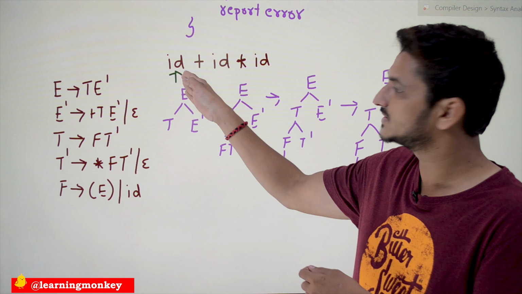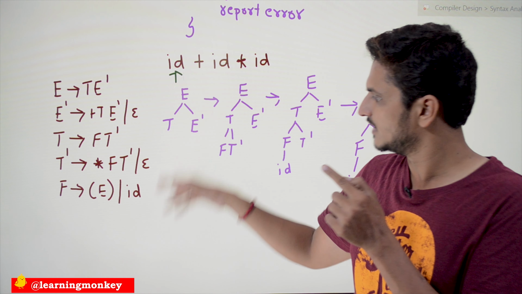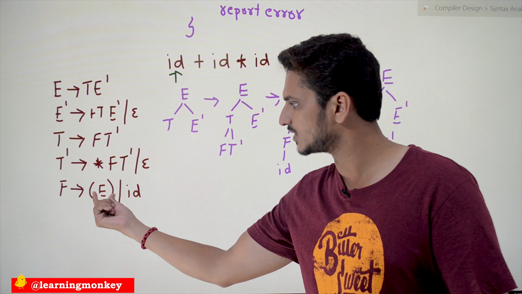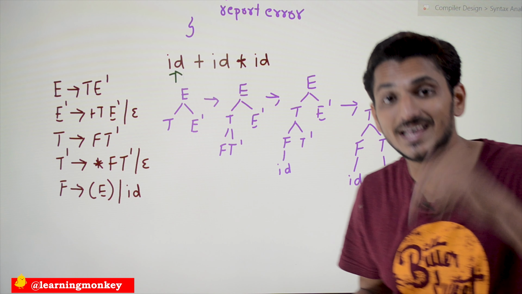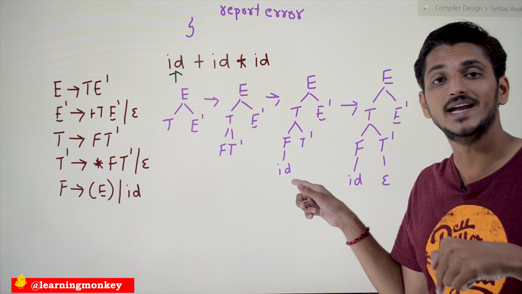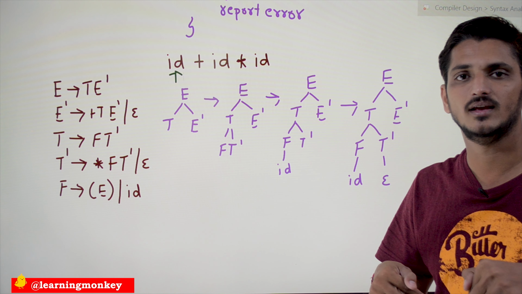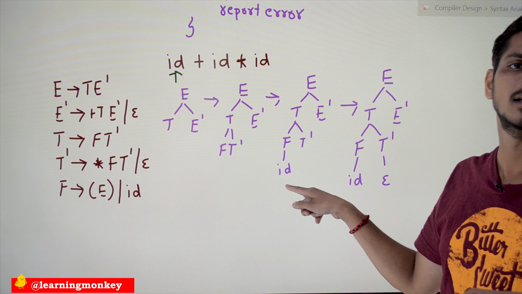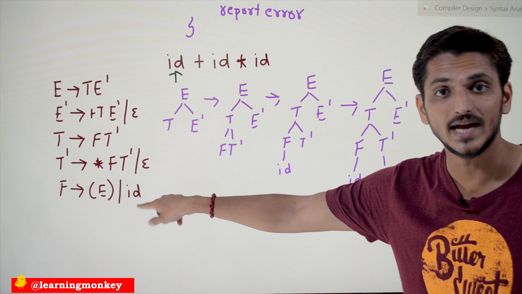But what does our look-ahead symbol say? ID. But F has two options. You can go with the open bracket production, or you can go with ID. But here we are going with ID. Why are we going with ID? Because our look-ahead symbol says that it is ID. That's why we are going with the production ID.